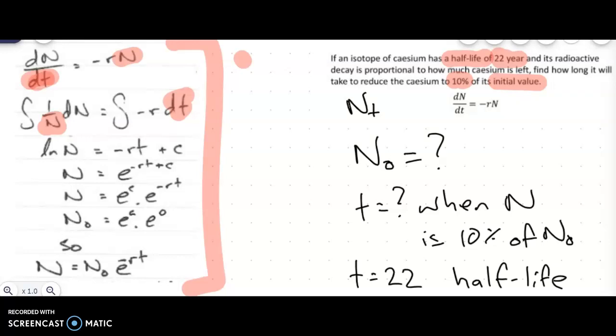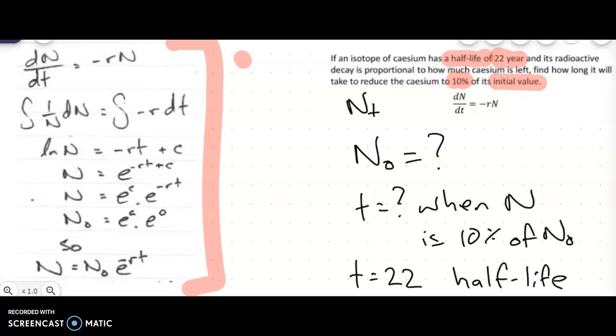Now when we integrate 1 over N, it becomes ln N, that's confusing. When we integrate minus r, because that's just a number, it's just that number times t plus c. Fantastic. Cool. And then to get rid of the ln, you can see I'm not even writing this down because it's such an obvious step. It's kind of like not bothering to write that I'm dividing by 2 on both sides to get rid of something.